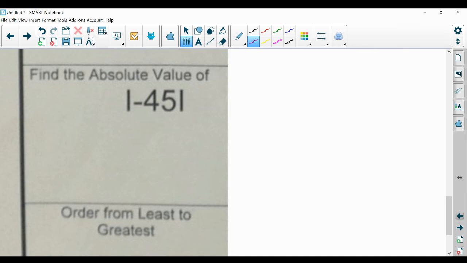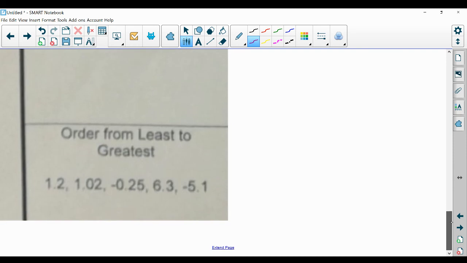Find the absolute value. This one should be super duper easy for you. How do I find the absolute value? Well, absolute value is always positive. That's right. So your absolute value here should be 45.